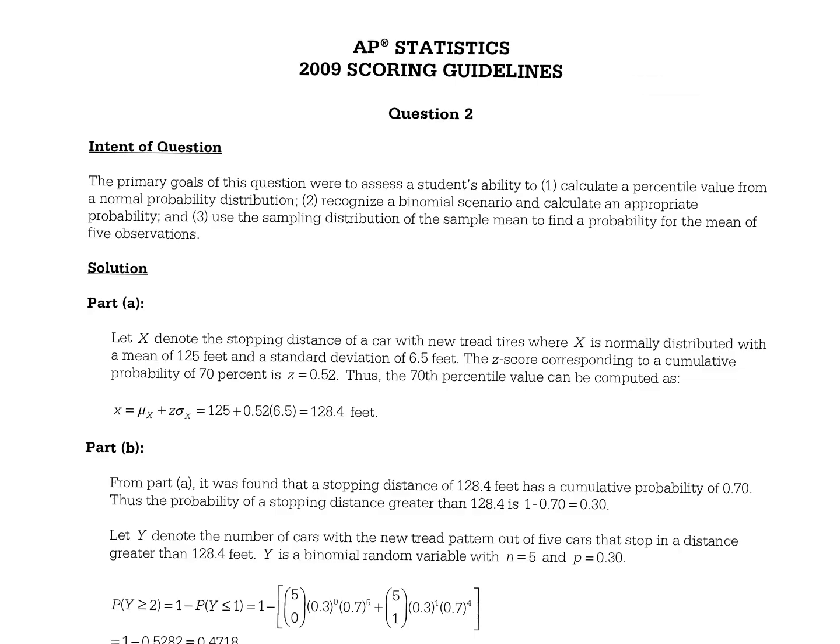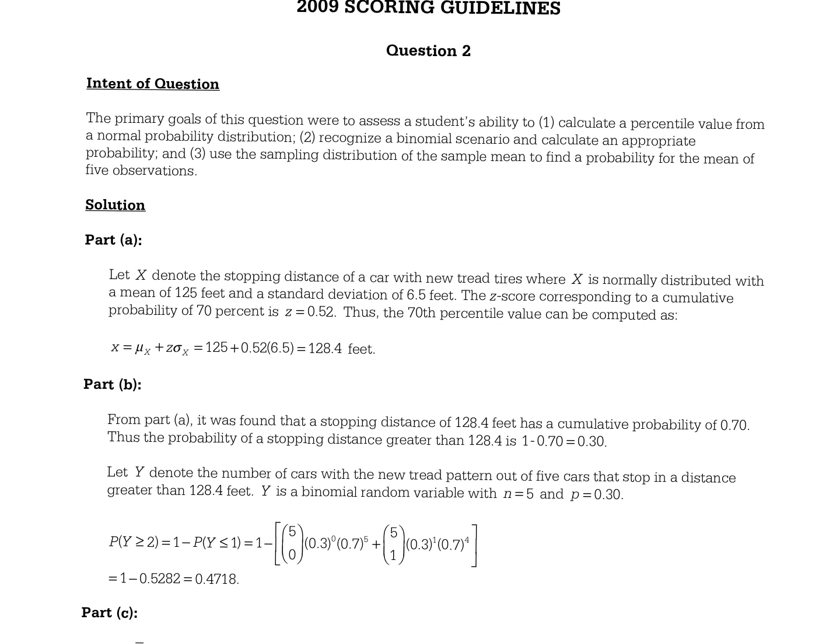Okay. Part A, the answer was about 128.4 feet. On the calculator, this was an inverse norm question. Part B, this is the one that I said sneaks up on us that we forget exists, the binomial distribution. So part B was a binomial distribution, except the probability of success is 0.3, not 0.7.